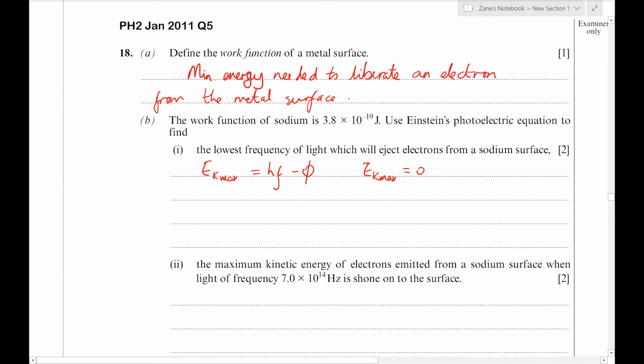So this equation becomes 0 equals hf minus phi, where f this time we would normally write as f0, the threshold frequency. And if we rearrange that last equation, we will get that the threshold frequency is phi over h. So we have 3.8 times 10 to the minus 19 over 6.63 times 10 to the minus 34. When we put that into the calculator, we get 5.73 times 10 to the 14 hertz.